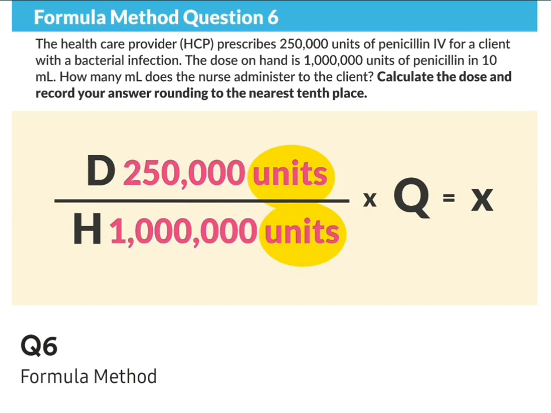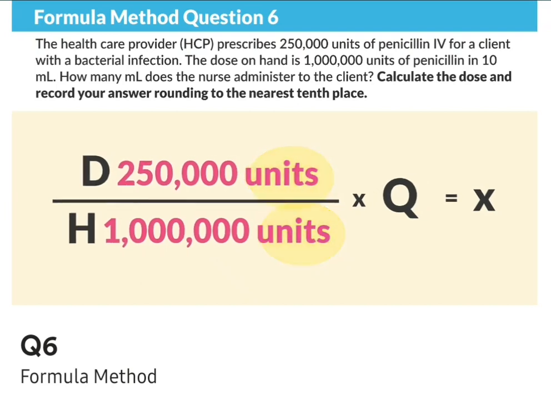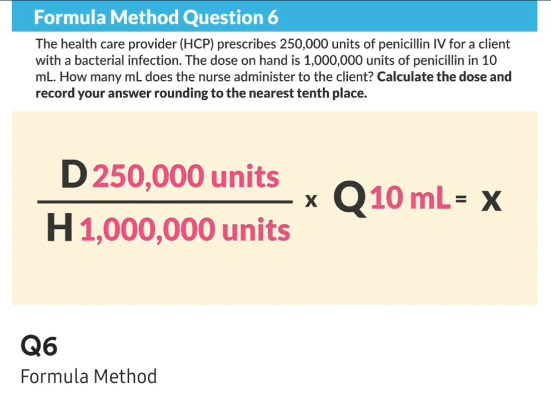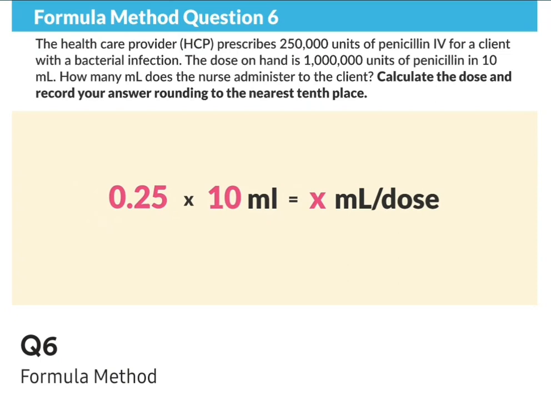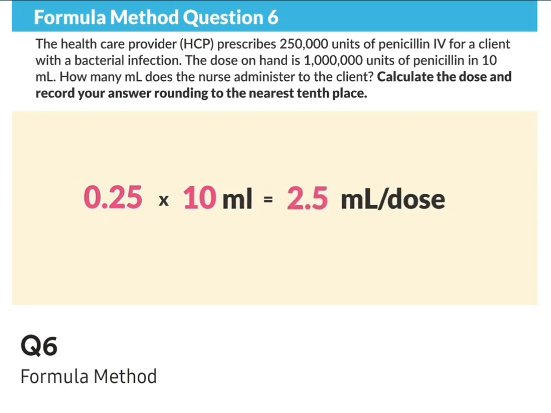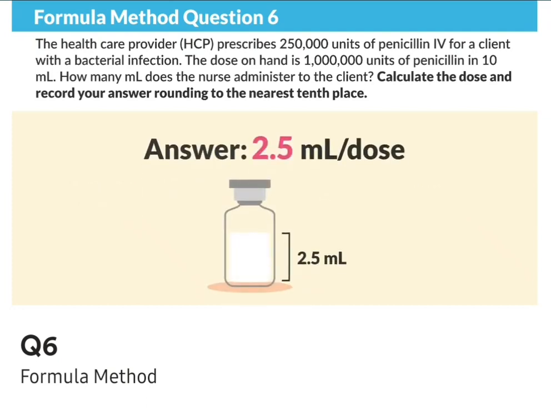Now the Q, look at the question. The Q is not one tablet here. The Q is 10 mLs. That's the quantity. So the formula should look like this. 250,000 over 1 million times 10 mLs. Then we do the math. And after doing the math, we get 2.5 mLs per dose. So the correct answer is 2.5 mLs.